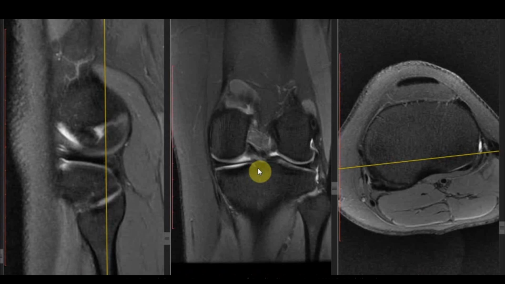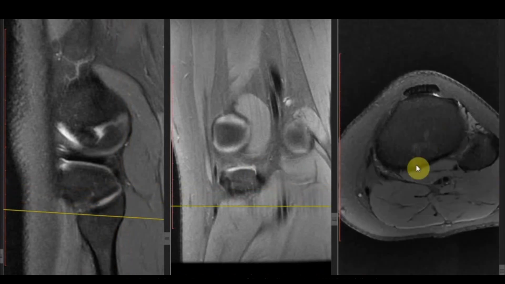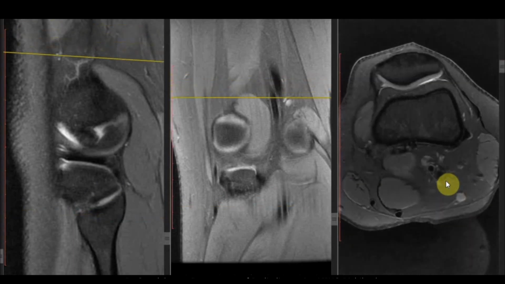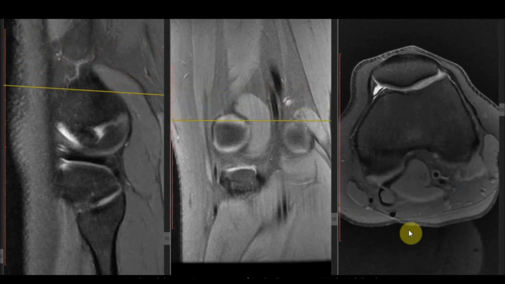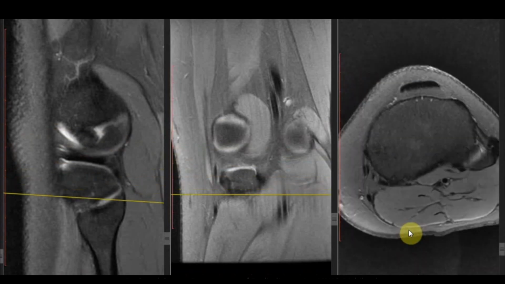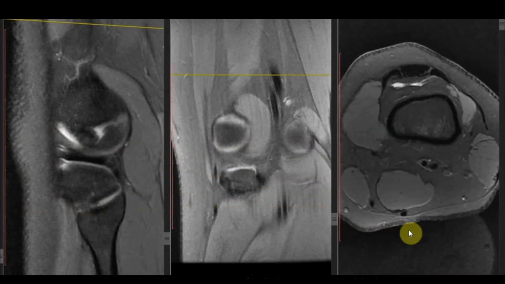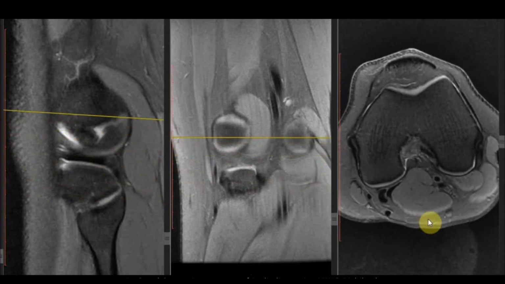Now coming to the neurovascular structures. Starting with the axial plane, we have the popliteal artery. This is the flow void of the popliteal artery. This is the popliteal artery, a hypointense circular structure. You can trace it from cranial to caudal. Then we have a small popliteal vein.